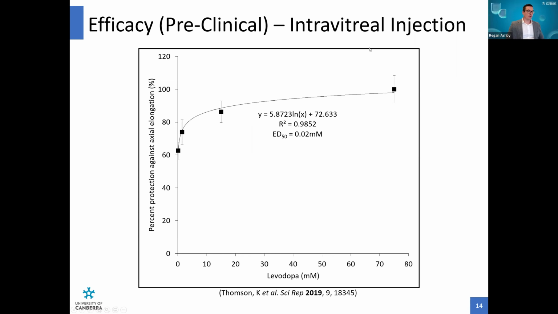So we started with our proof of principle, which is simply an intravitreal injection of levodopa to prove that it actually could induce an upregulation in the dopaminergic system and that this would lead to protection against experimental myopia. And you can see here a nice dose response curve that as we increased the concentration of levodopa injected, the greater the protection we saw against the development of experimental myopia. And by the highest dose, we completely abolished any development of myopia in terms of axial elongation.